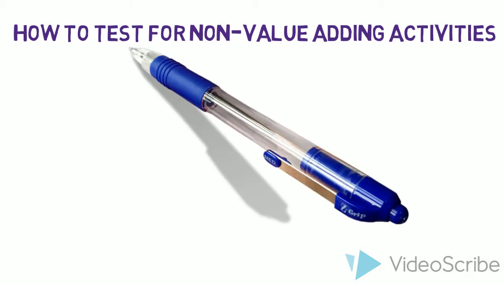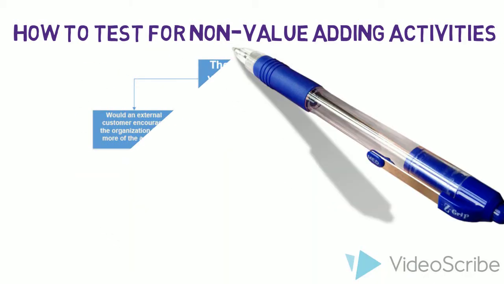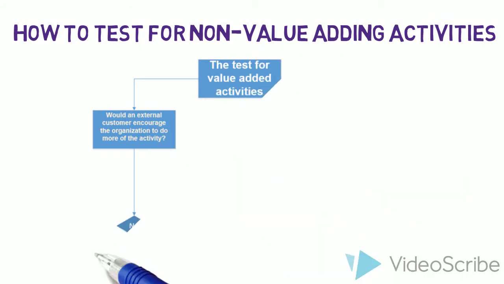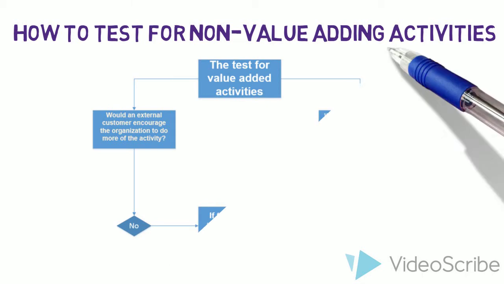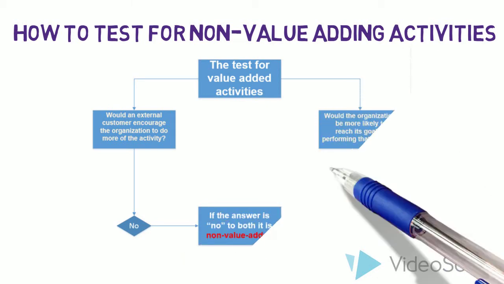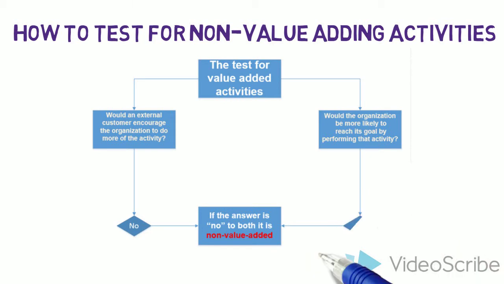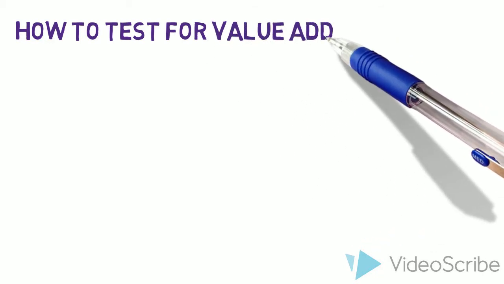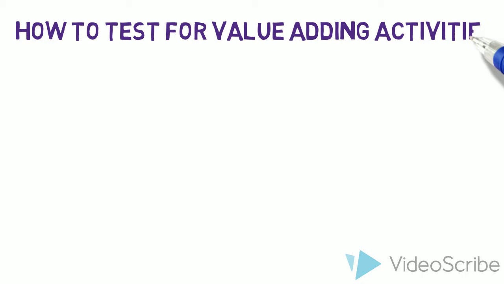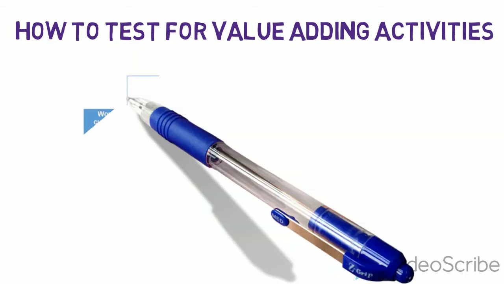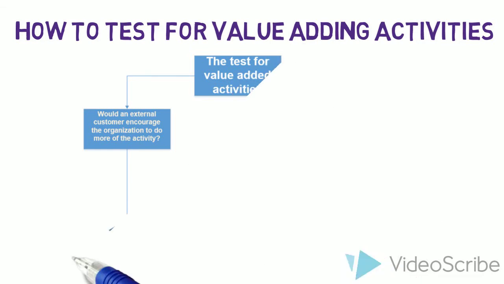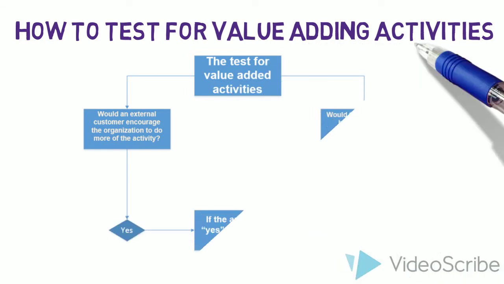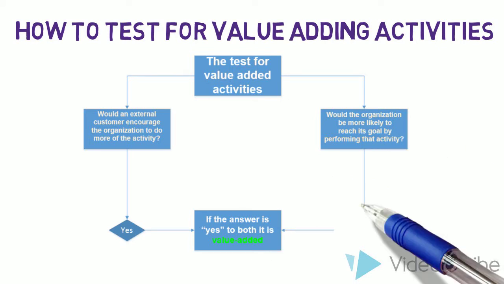To test for non-value-added activities, we ask two questions. Would an external customer encourage the organization to do more of the activity? That's the first question. And the second question, would the organization be more likely to reach its goal by performing that activity? If both of these questions are answered no, then that activity is a non-value added activity. If both of them are answered yes, then that activity is a value added activity. The questions usually have the same answers for both of them. So there's no need to worry about having a yes or a no at the same time.